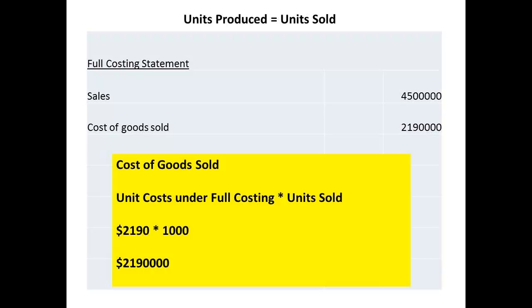Let us prepare our full costing statement. Sales of 1,000 units give sales of $4,500,000. To determine the cost of goods sold, we take the figure that we had for our unit costs, $2,190, and multiply by the 1,000 units sold to get a value of $2,190,000.